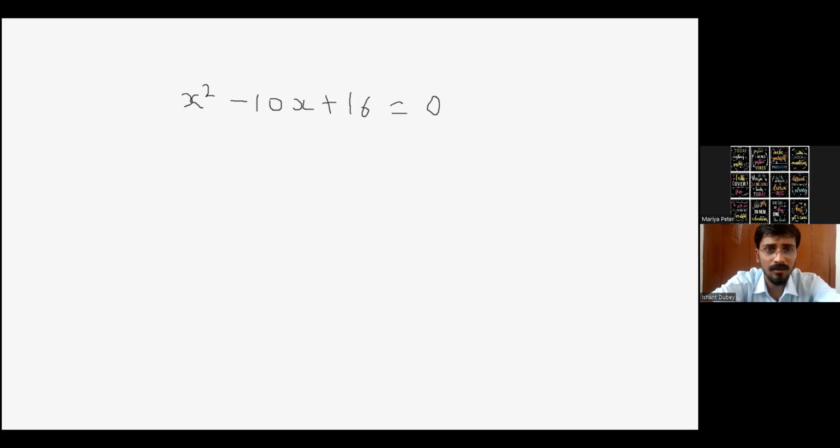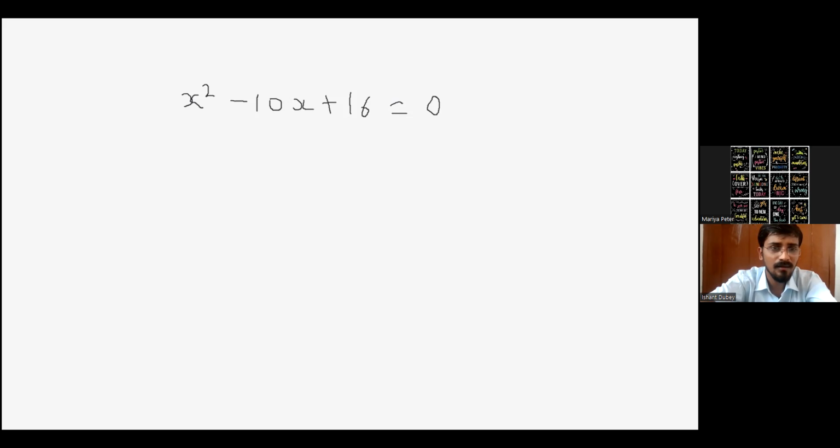What are the 5 methods? Can you repeat them? Factorization method, squaring method, square root method, graphical method, and quadratic formula method. Yes. So we'll see them one by one. First we'll look at factorization.